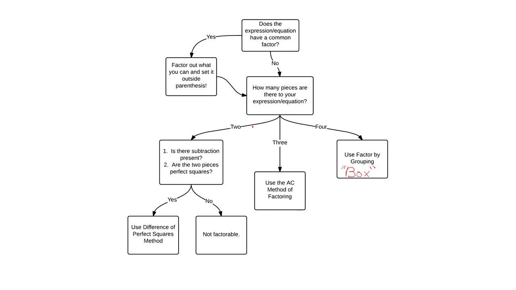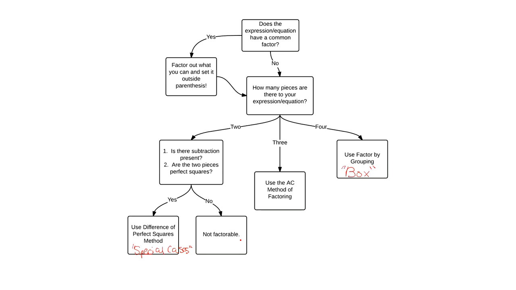And if there's 2 pieces present, then you have a couple of questions to answer. Is there subtraction present? Are the 2 pieces perfect squares, aka are they 9? Is it 6 or 16, like that? If it is, then use the difference of perfect squares. That's the special case that we were looking at yesterday, okay? And then, if that is not the case, then you have something that's not factorable, okay?